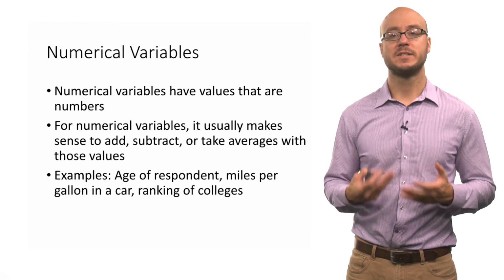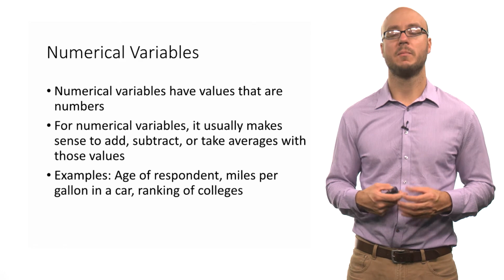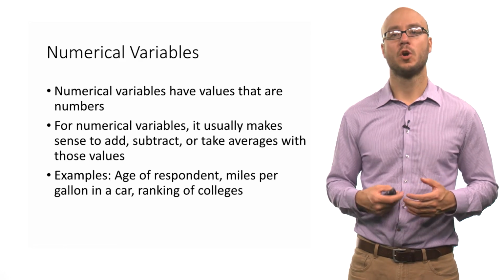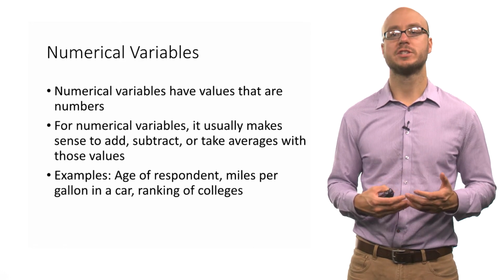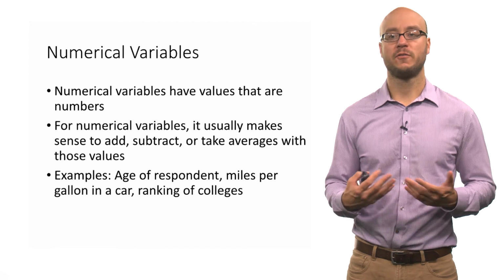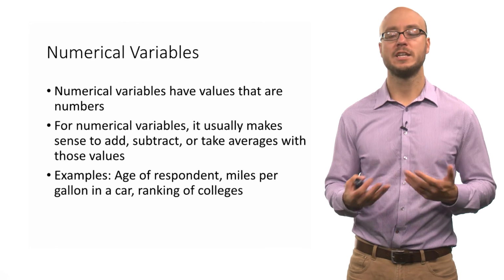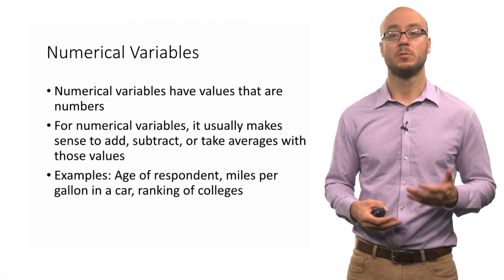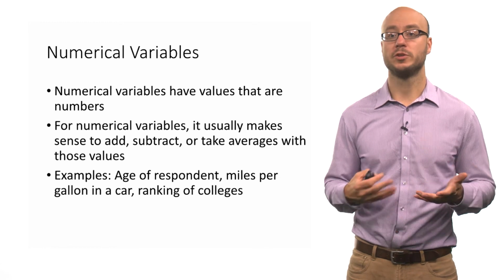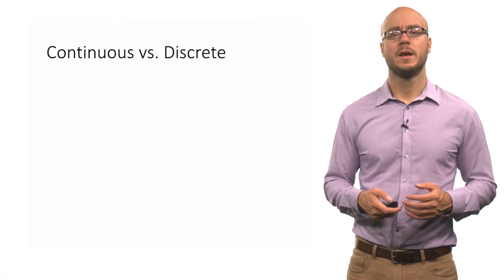values. So some examples would be the age of a respondent, the miles per gallon in a car, or the ranking of different colleges, in which, suppose you have 4 colleges and you want to rank each of these 4 colleges from 1 to 4. Well, each college gets a 1, 2, 3, or 4 ranking.